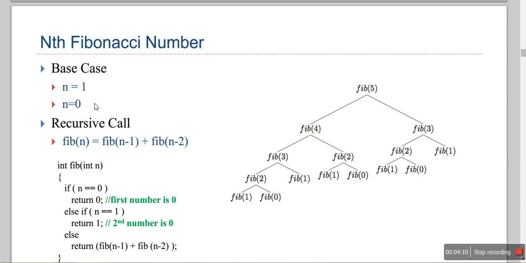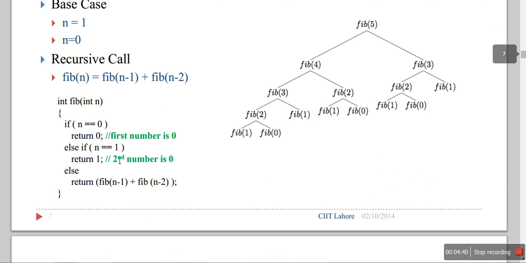Recursive call: we can write it like this. F is the function that we made: fib of n is fib of n minus 1 plus fib of n minus 2. For example, if n is 3, n minus 1 is 2 and n minus 2 is 1, so 2 plus 1 is equal to 3. There is an algorithm for this program.